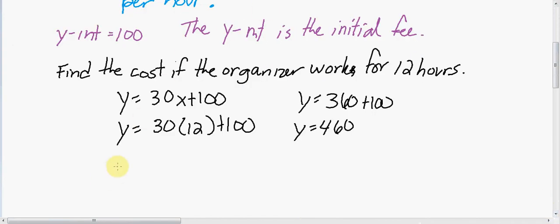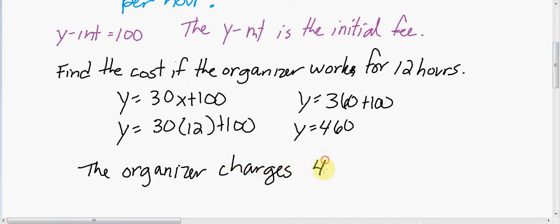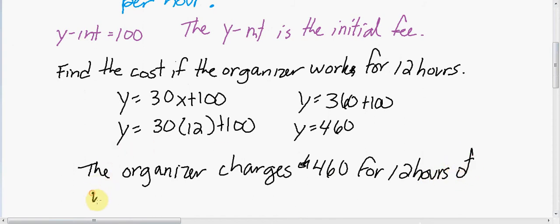So I would say, in sentence form, let's see, find the cost. I have a better way to write this. Let's see here. We'll erase this. We'll say the organizer charges $460 for 12 hours of work. And that's the answer to our question then.